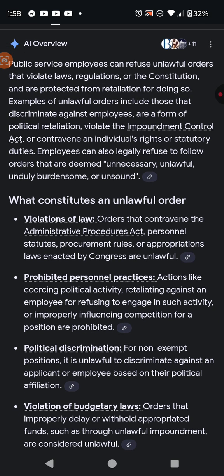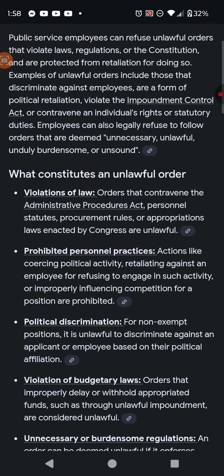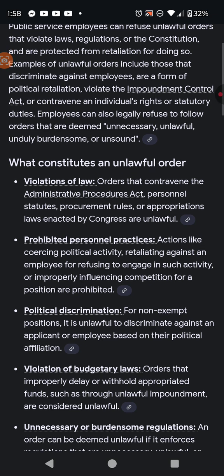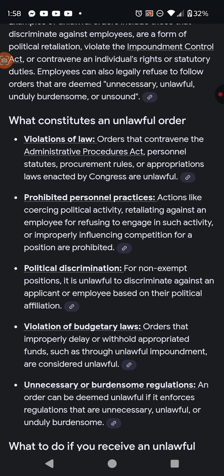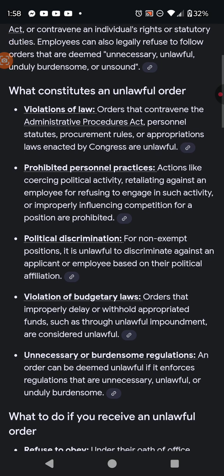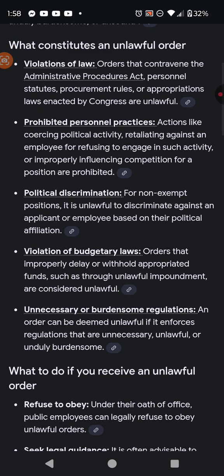What constitutes an unlawful order? Violations of the law, orders that contravene the Administrative Procedure Act, personnel statutes, procurement rules, and appropriation laws enacted by Congress are unlawful. Prohibited personnel practices, such as coercing political activity, retaliating against an employee for refusing to engage in such activity, or influencing competition for a position, are prohibited.